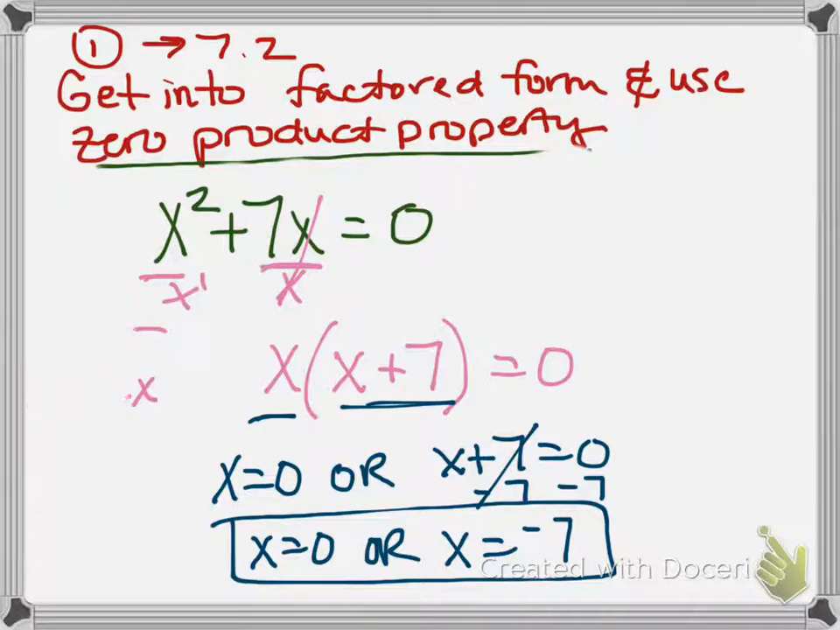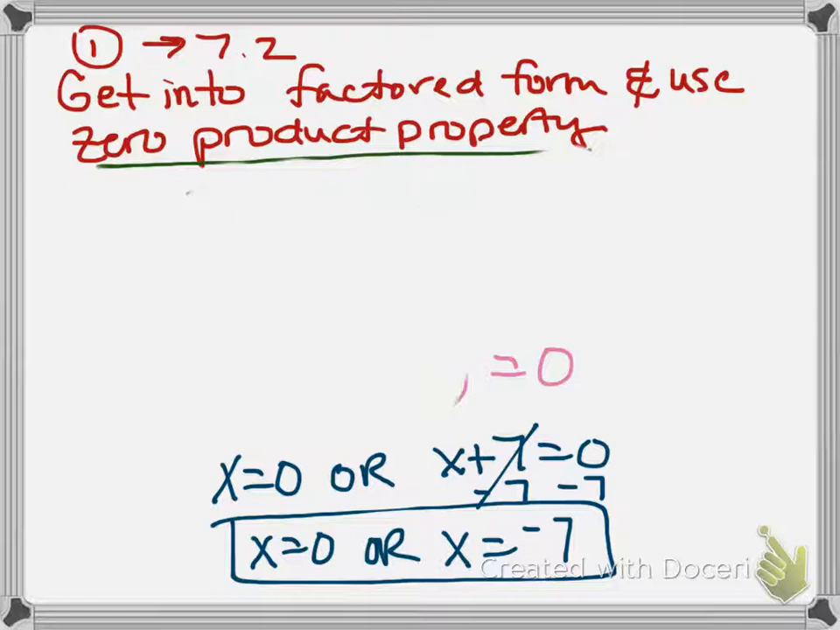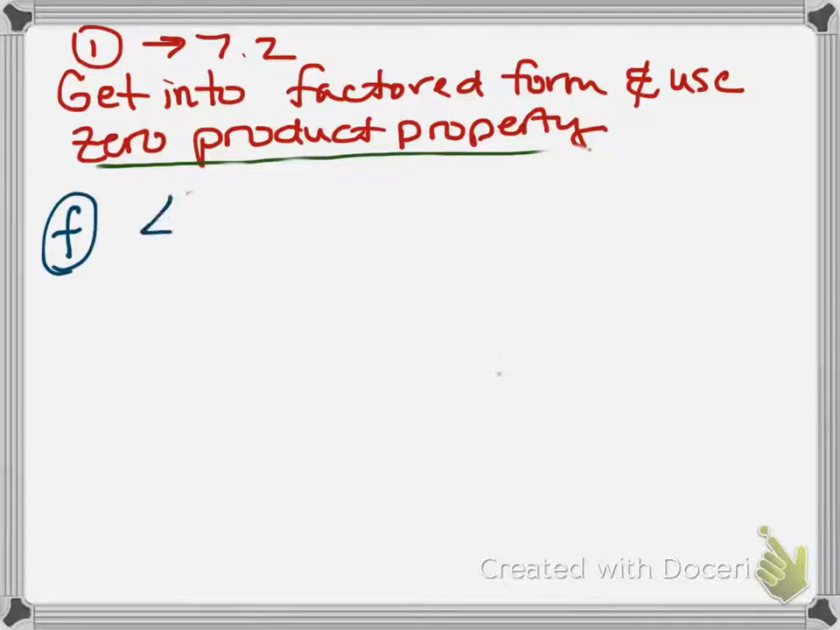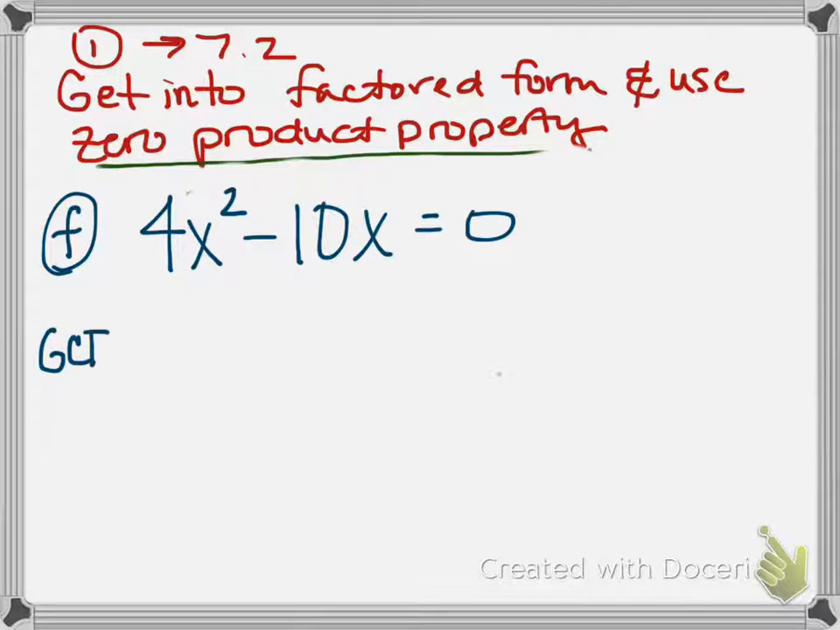F is done the same way, but this time we do have a greatest common factor to divide out as well. So F: 4x squared minus 10x equals 0. And again, what tips me off that I'm going to do a greatest common factor, greatest common variable, is that I don't have a third term, a trinomial, like I did in D, to factor into those two groups of parentheses. I only have two terms. So that kind of tips me off that I need to do something a little bit different.